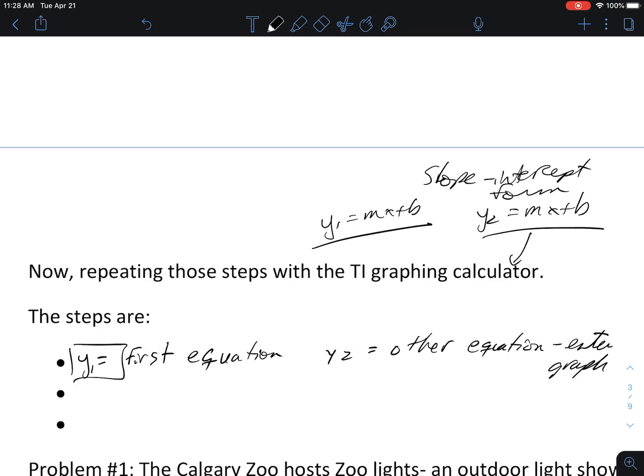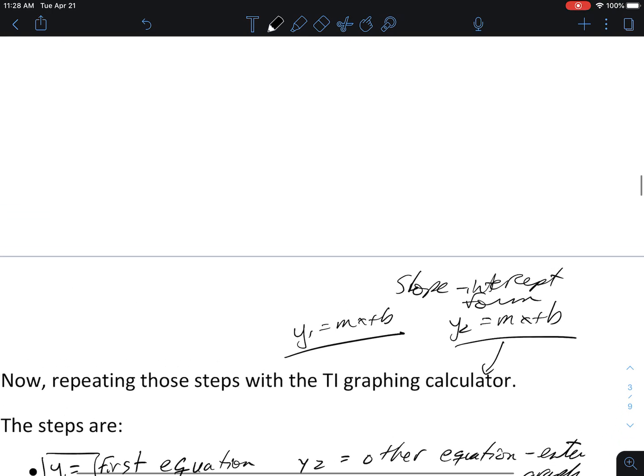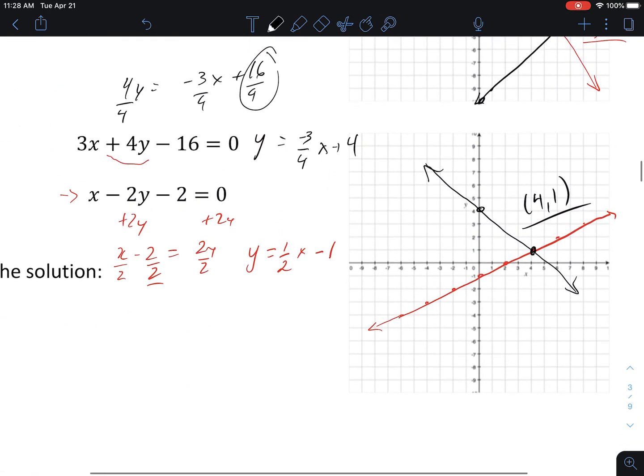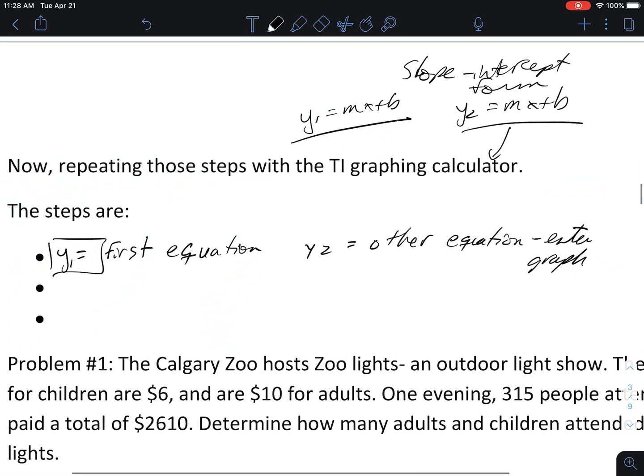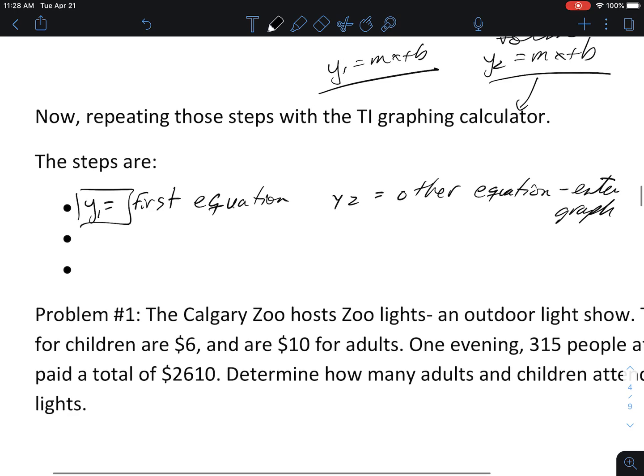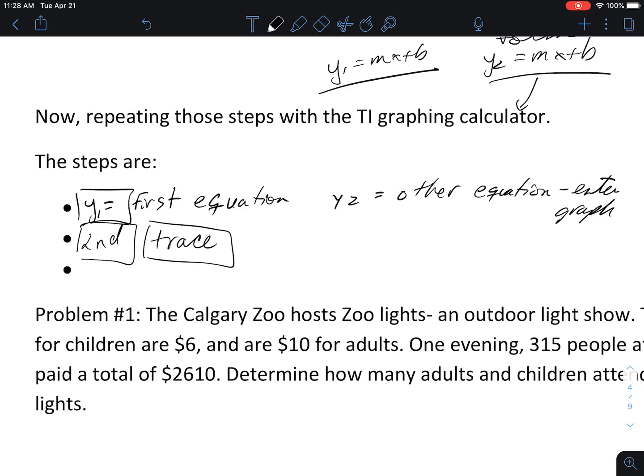And then I hit enter, and then I hit graph, and graph is along the top as well. So I hit graph, and then you should see across your screen, say I was doing this one, it will produce the red line and then the black line, and you want to find that point. And on something simple like this, you can actually read it off of there. But to find the point, now I want to hit second function, then I want to hit trace, and then I get a menu of options.